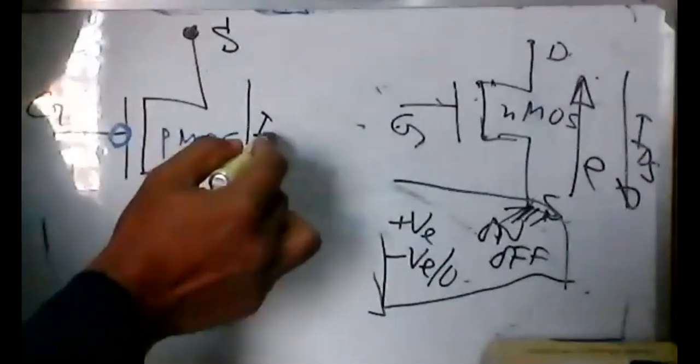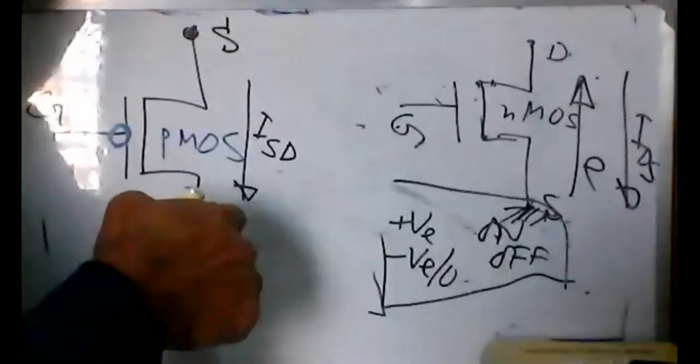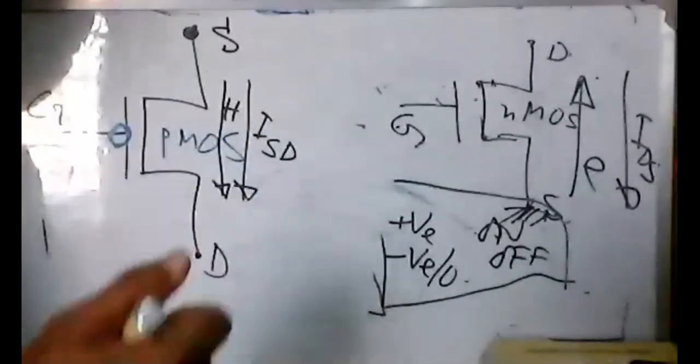This is a current, and the name of the current will be a little different. In here the name of the current is IDS, but here it will be ISD. The current is going from source to drain, right? And the holes also will be flowing from source to drain. This is the hole direction, and the current direction is the same, right?